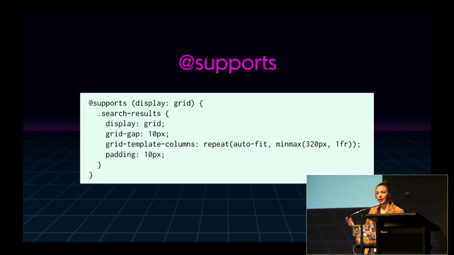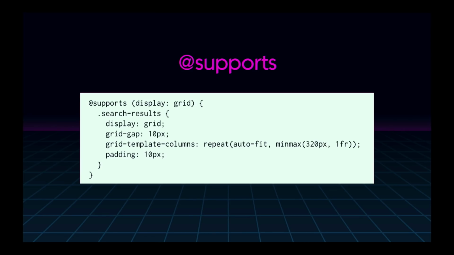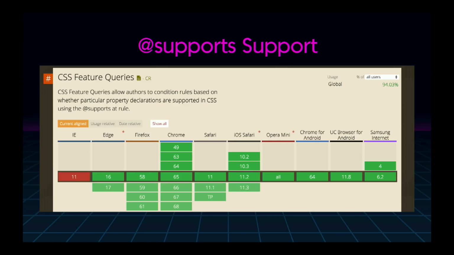So a feature query is like a media query, but instead of saying a browser width, you say a CSS property and value, and it checks if the browser knows that. And if it does know what that is, it'll run the code inside of it. So here I've wrapped what I did before, the Grid code, in a feature query. They are pretty well supported, but what makes them perfect for Grid is that every browser that supports Grid supports a feature query, so it's perfectly fine to use.